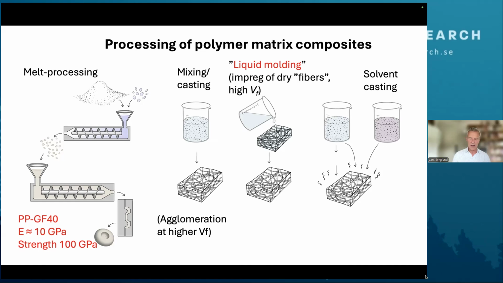If it's nanocellulose, it's not a good idea because we will have lots of agglomeration in most of the cases. I will talk a lot about liquid molding, which is a dominating process for advanced fiber composites. So essentially you have a network and then you impregnate with a monomer or prepolymer and then you polymerize. And the advantage is that you can reach very high volume fraction if you use this approach. And solvent casting is common in the literature, but it's not very practical.